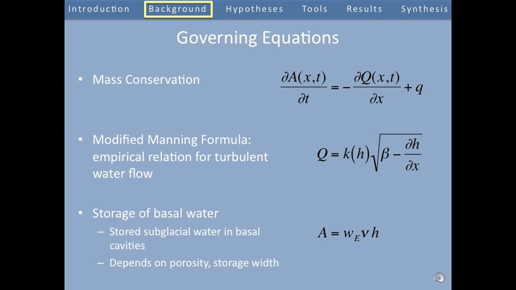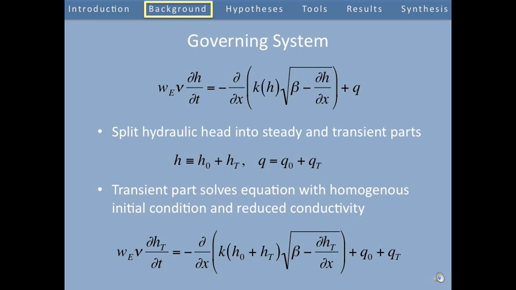Last of all, I'm going to present a simple parameterization for storage of basal water. It simply states that the area over which basal water is stored is a product of some storage width, W_E, multiplied by a subglacial porosity, mu, multiplied by the pressure head. That has units of area and gives us an appropriate relationship which we can then use to derive an expression that will give us a governing system. Now I can combine these three equations to get a governing system which describes the hydraulic head as a second-order nonlinear partial differential equation.